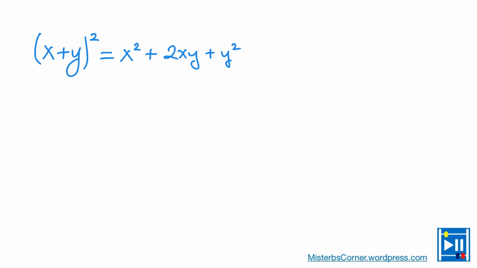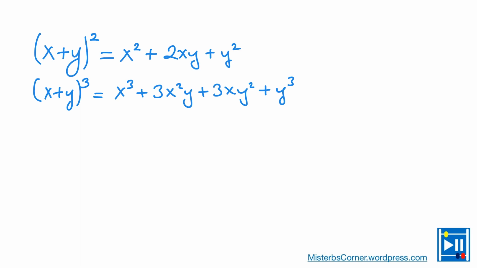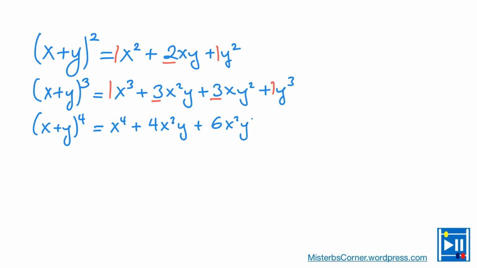If I take the cube of this expression, then I'll have x cubed plus 3x squared y plus 3xy squared plus y cubed. Now, notice that we have 1 here, and then we have 2 here, and then we have 1 here, whereas in the cube, it's 1, 3, 3, 1. And if I go with the fourth power, now I can write this quickly like x to the power of 4 plus 4x cubed y plus 6x squared y squared plus 4xy cubed plus y to the power of 4.